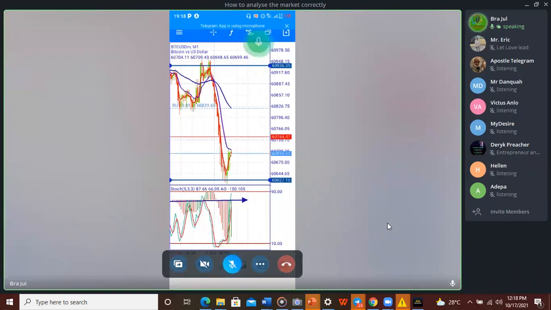You are seeing everything live on your screen. The moving averages are giving you a picture of the market, how the market is moving, and whether the market is going to move down or whichever.